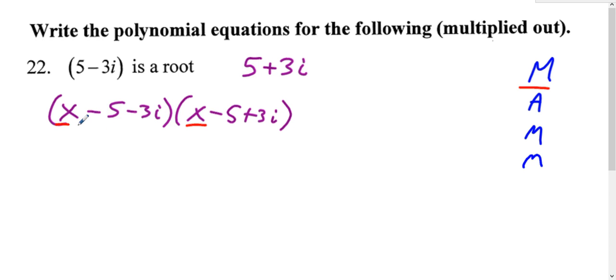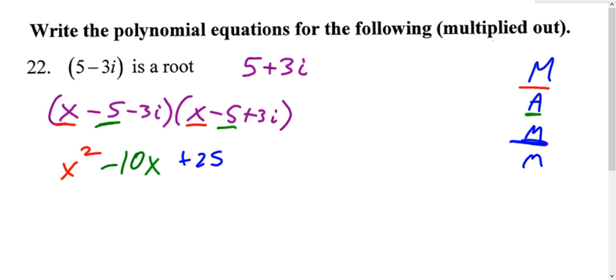Multiply the first terms. X times x is x squared. Add the middle terms, negative 5 and negative 5 is negative 10, and put an x on it. Multiply the middle term, so negative 5 times negative 5 is 25. And then multiply the last terms. Negative times positive is negative. 3 times 3 is 9.